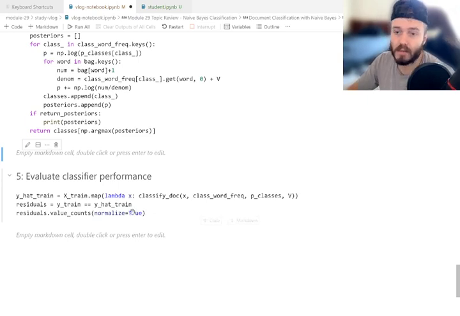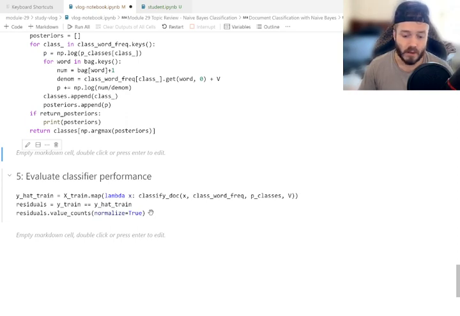But looking at the magnitude of your residuals is one way that you can evaluate the performance of your classifier. Again, you could use accuracy. There's a lot of different things. There's not a single right way to evaluate your classifier. And again, it really depends on what kind of questions you're trying to answer with what you're doing.